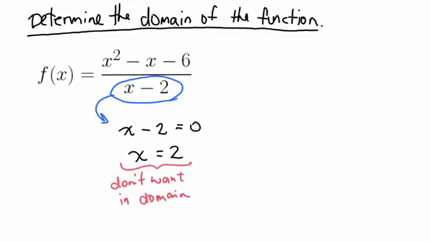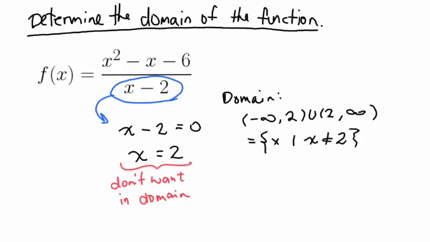So if we want to write this domain in interval notation, we have that our domain is given as negative infinity all the way up to 2. We're going to use round brackets at 2 because we do not want to include the value of 2. And then our second interval will be 2 to positive infinity. And of course, if we want this in set notation, this is the set of all x's where x is not equal to 2.